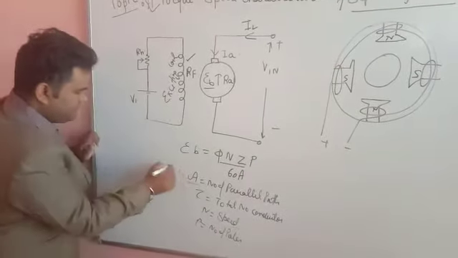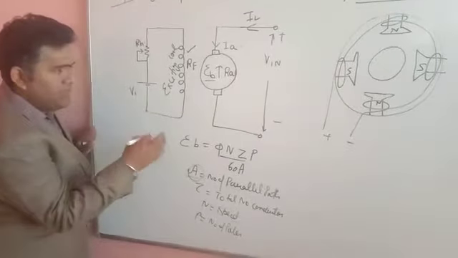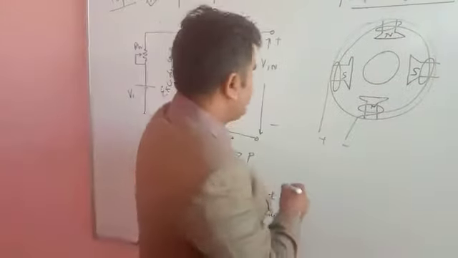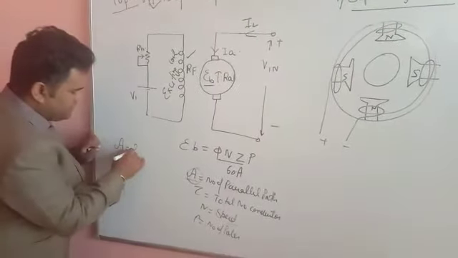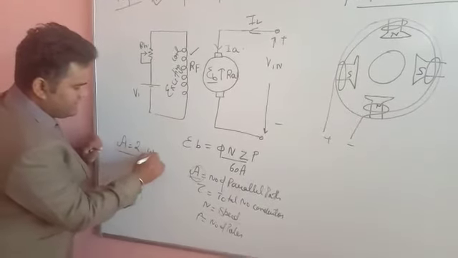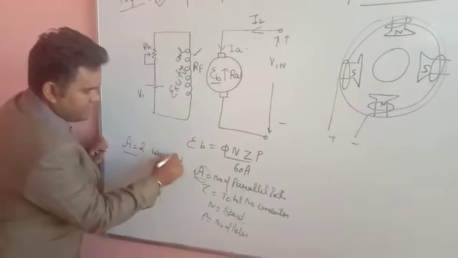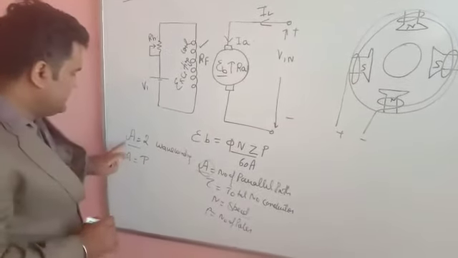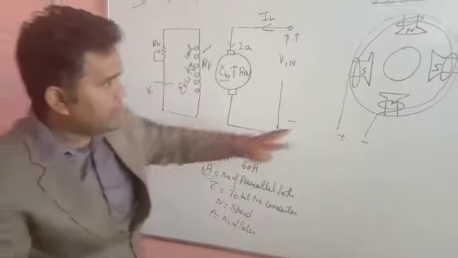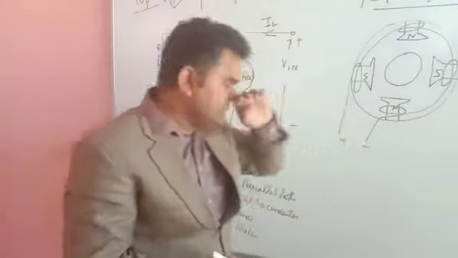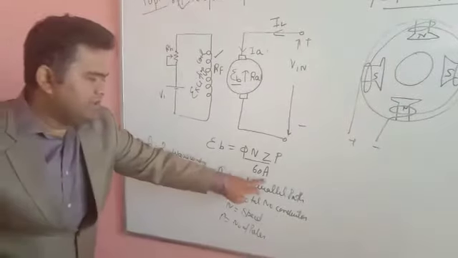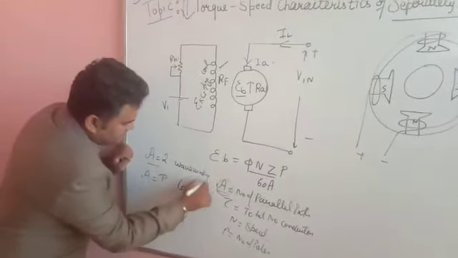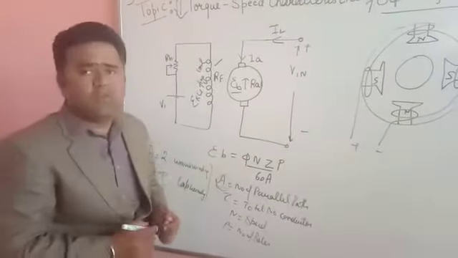Now, this A value depends upon what type of armature winding you are taking. Armature winding is of two types. If A is equal to 2, it is wave winding. If A is equal to P, number of parallel paths is equal to the poles. For example, here the number of poles is 4. If A is equal to 4, number of parallel paths will be 4 here. So this is lap winding. I am explaining this just because of this formula, that is the back EMF.